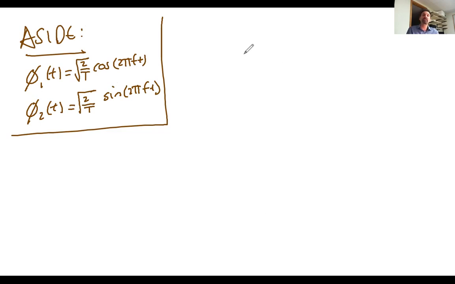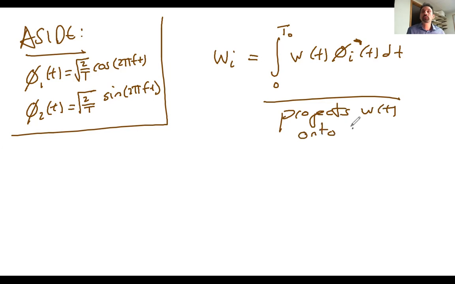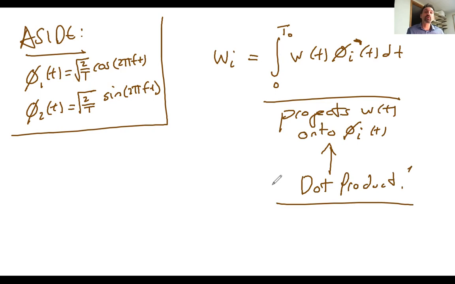Also, what's kind of interesting is these coefficients, these w_i's. How are we getting these? We're doing this, and we take w(t). So again, what does this integral expression do? It projects w(t) onto this guy, correct? It's a dot product. So that's actually pretty important.